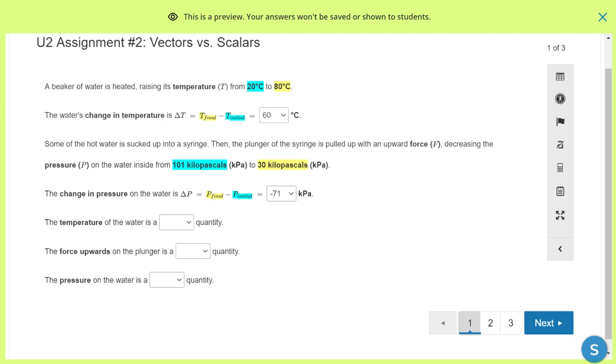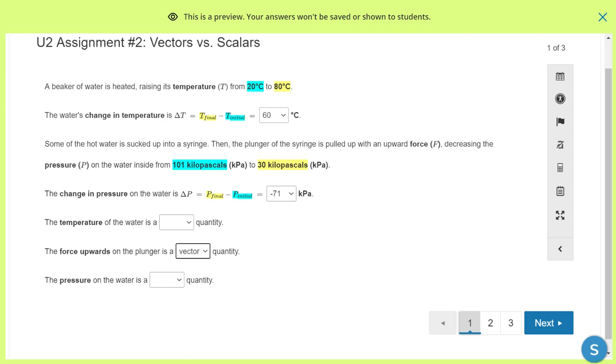A force doesn't really make sense without a direction. When a measurement comes with a direction as a part of it, we have a special name for that. We call it a vector quantity, where quantity is just a number, and the vector just describes that it's got a direction to go along with it. It's kind of carrying a direction along with that measurement. So the force upwards on the plunger not only implies that there's some amount of force, but also that it's going upwards, in a specific direction. So force is a vector.